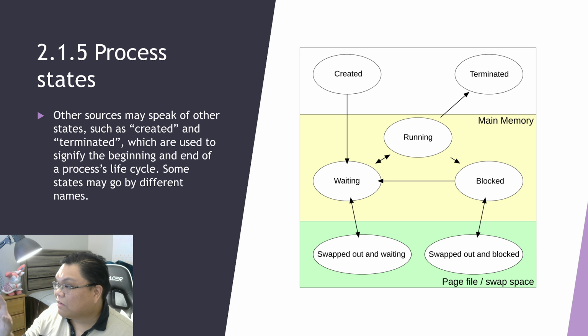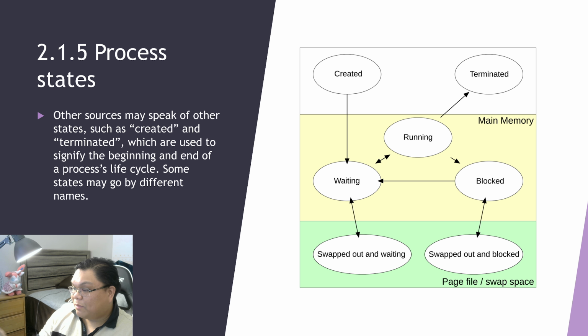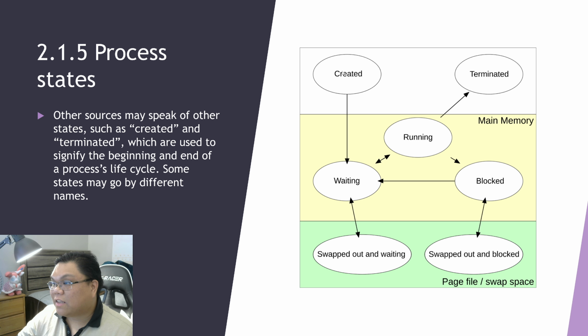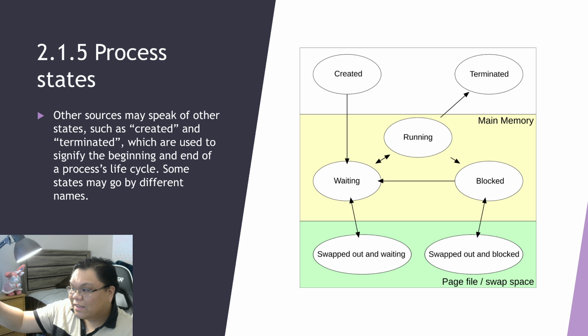The point is, running, ready, and blocked, those are the 3 main states that this particular textbook deals with, though other textbooks may include created and terminated to signify the beginning and end of a process's life cycle. And I'm inclined to agree that the addition of created and terminated makes the life cycle of a process much more clear, because created is the birth of processes, terminated is the death of processes, if you want to think about it that way.